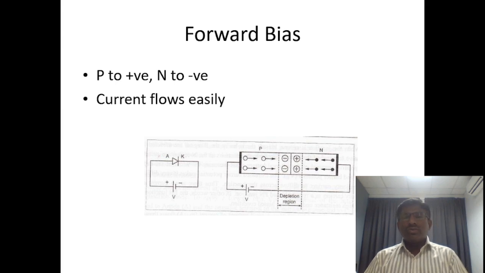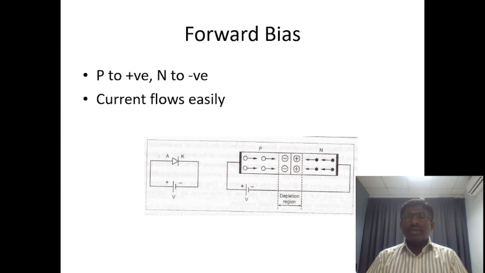This is the forward biasing circuit diagram. In that, here the P-type acts as the positive terminal and the N-type acts as the negative terminal. In this diagram, the P-type charge carriers, that is the holes, move towards the N region, and the N-type charge carriers, that is the electrons, move towards the P region.